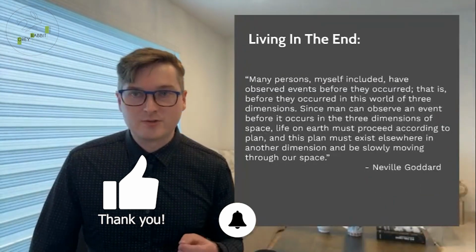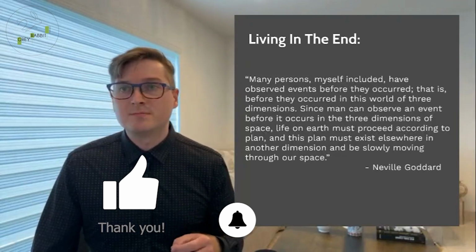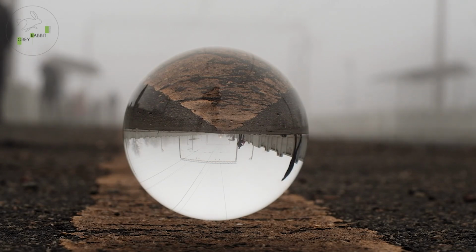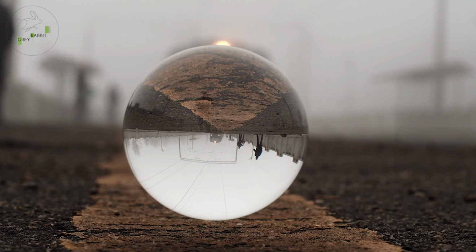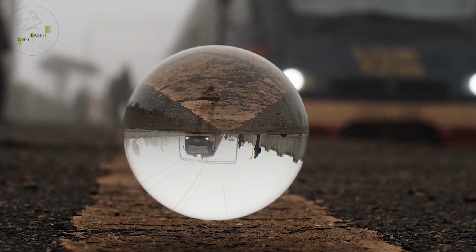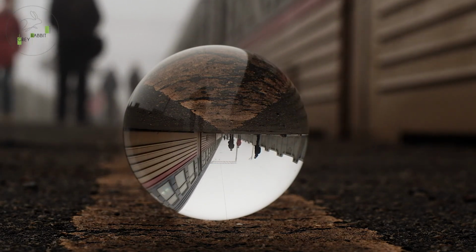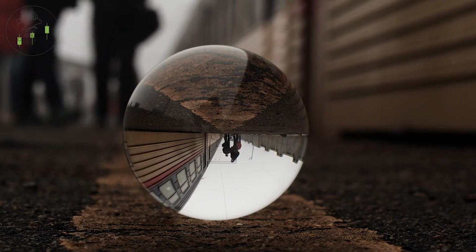Now, guys, here's another quote about living in the end through the law of assumption from Neville Goddard. Many persons, myself included, have observed events before they occurred. That is, before they occurred in this world of 3 dimensions. Since man can observe an event before it occurs in the 3 dimensions of space, life on Earth must proceed according to plan, and this plan must exist elsewhere in another dimension and be slowly moving through our space.